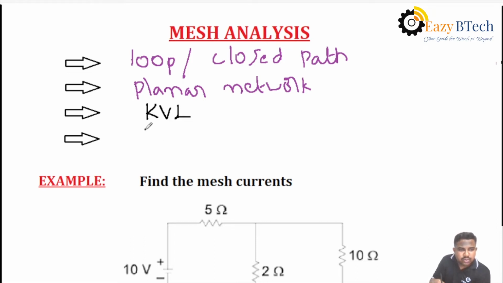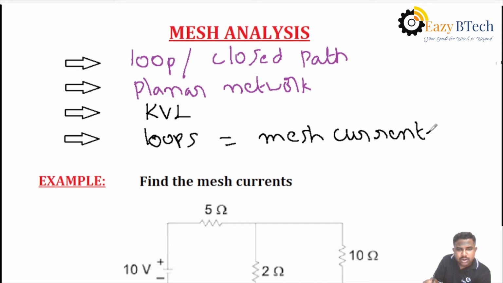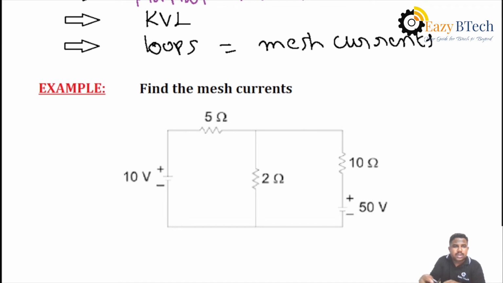The number of loops is equal to the number of mesh currents. By applying KVL to every loop, you can find the corresponding loop current in the given circuit. For example, you can analyze mesh analysis by taking the following example. Here, find the mesh currents, or the loop currents, in the given circuit.